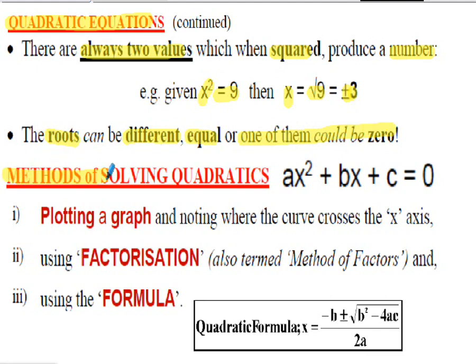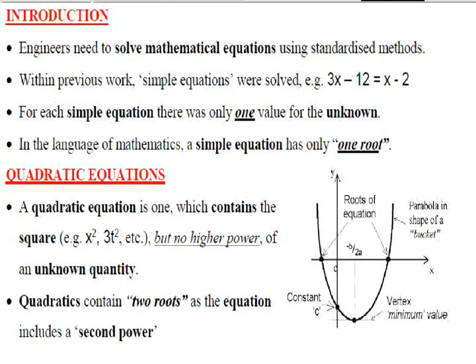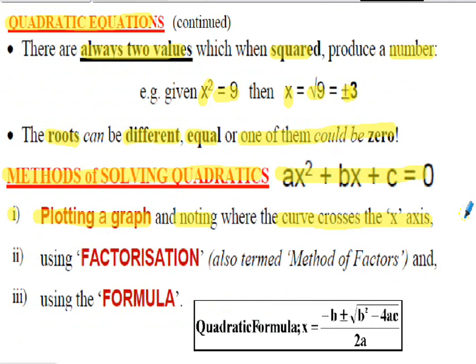So methods of solving quadratic equations of the form ax squared plus bx plus c is equal to 0. Method 1 is to plot a graph and note where the curve, the parabolic shape, crosses the x-axis, as shown on the previous slide. In this particular case, the roots are shown here, where the curve crosses the x-axis. This method, although illustrative, is not always particularly accurate.